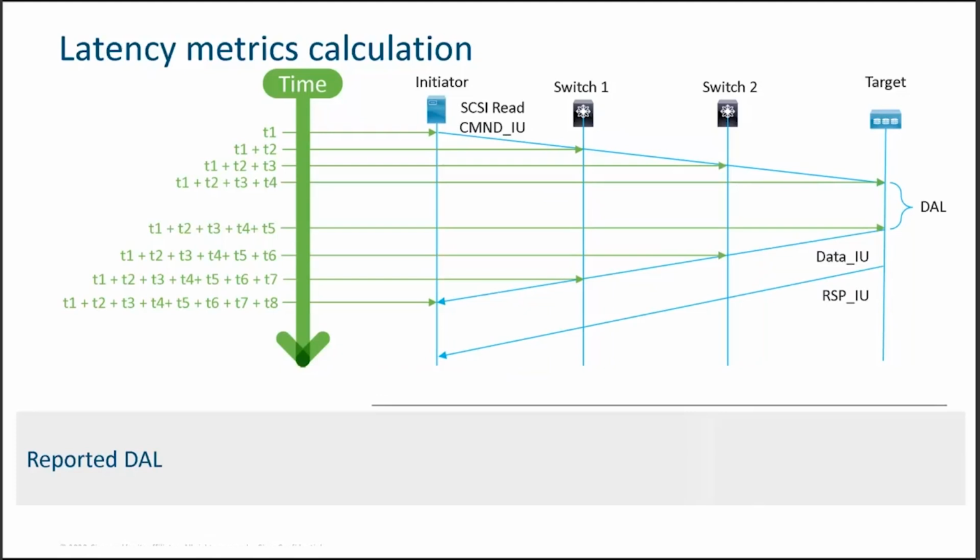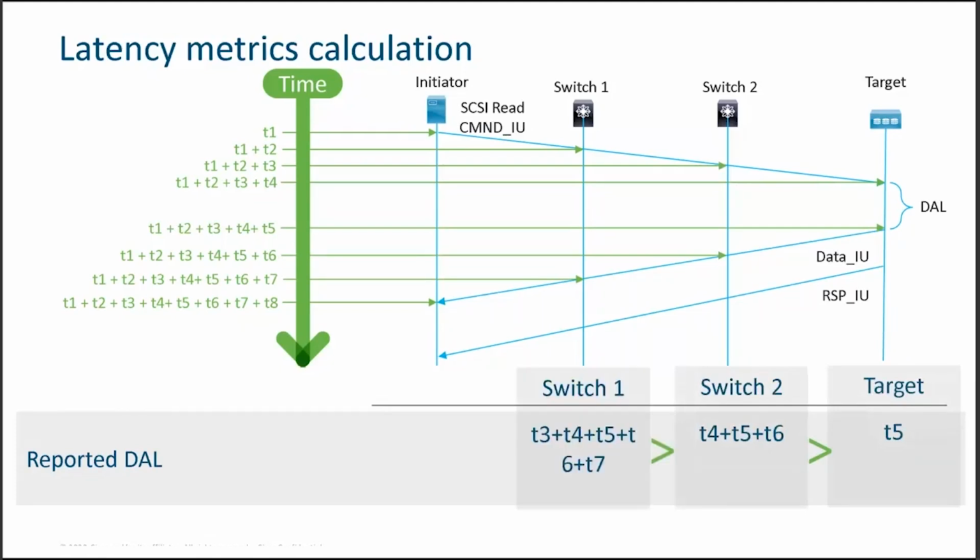Now, if you're looking at a theoretical science experiment in a lab environment with only one transaction, with absolutely awesome measuring devices, probably packet traces at every location, you'll see that the target reports you the DL value of T5. Switch 2 reports a bit more, and the value reported by switch 1 would be even more. And the maximum value of the DL will be reported by the initiator. Making sense? This value will differ.